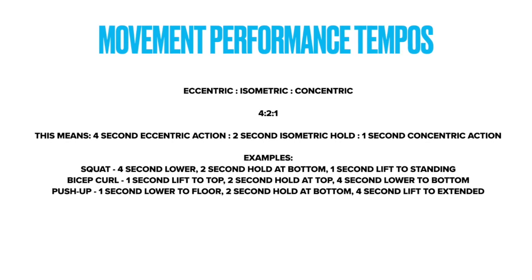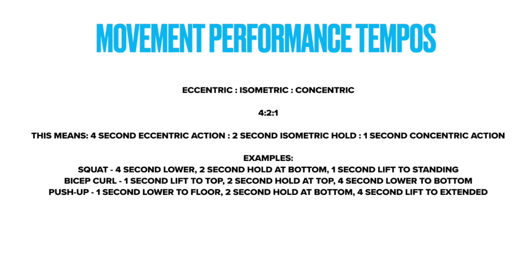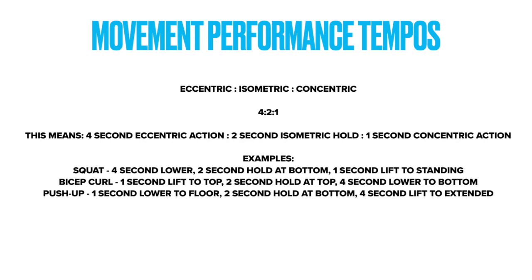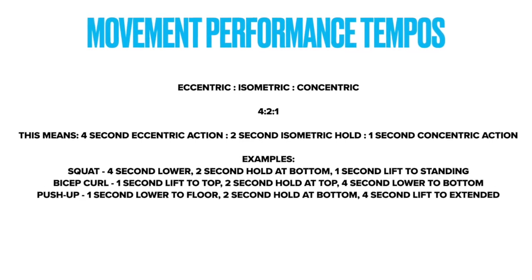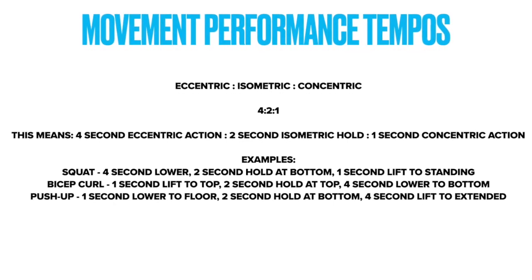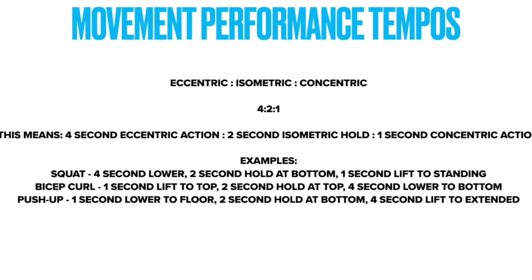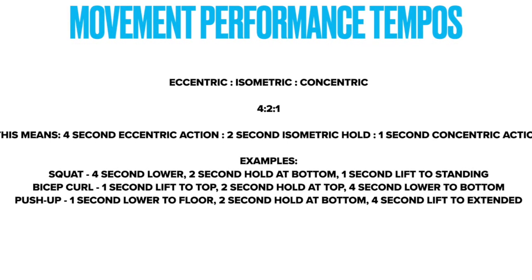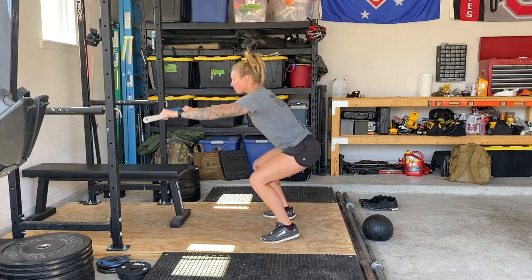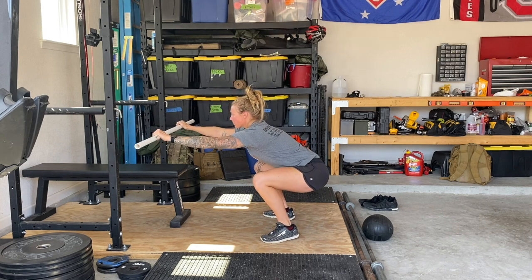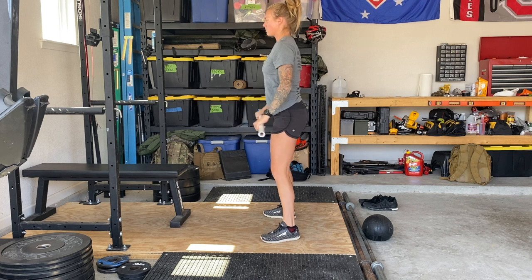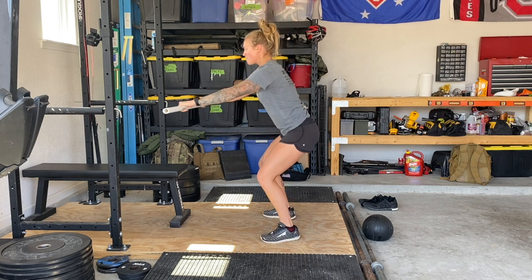It is common practice to perform action movements to increase muscular endurance and stabilization. This is done through a 4 to 2 to 1 second action for eccentric, isometric, and concentric phases respectively. The 4 to 2 to 1 ratio for a squat would be a 4-second lower, a 2-second hold, and a 1-second raise.